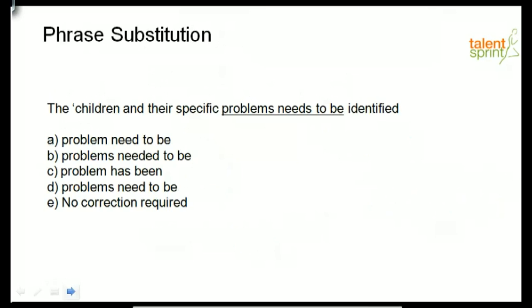Absolutely Gunjan, pretty easy. The reason being this is a subject-verb agreement error. We're talking about problems, more than one problem. That's a plural subject, so we need a plural verb. And the plural verb is available in option D, problems need to be. That's correct.